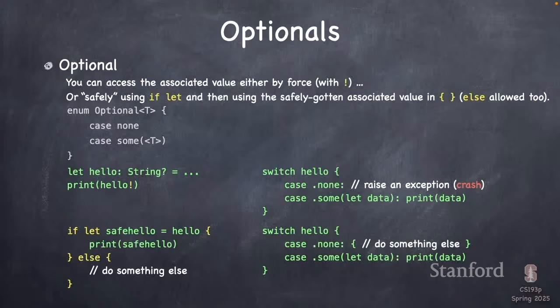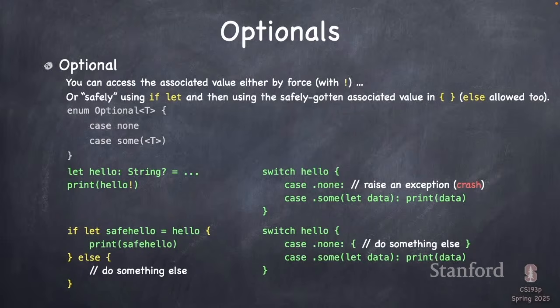One thing I don't put up on here, but it's kind of cool, is you can say if let hello, open curly brace. Not if let safe hello equals hello, but just if let hello. That's like saying if let hello equal hello. And that creates a new hello that is the some value, but only inside that curly brace.